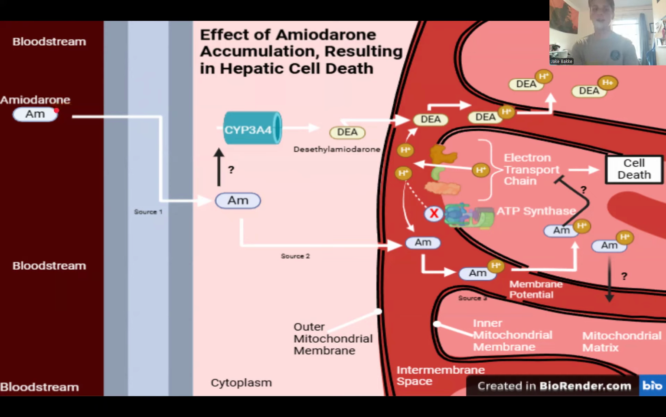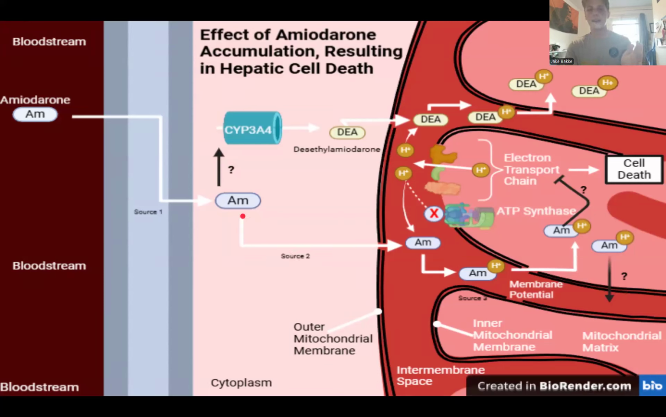It's lipophilic, so it's easily able to pass through the cell membrane. Once inside, it can be metabolized by CYP3A4, which is a digestive metabolic enzyme that can turn amiodarone into desethylamiodarone. However, this doesn't really change the structure of the molecule enough to give it different traits from amiodarone. So that's why this pathway splits. But just so you know, the DEA has the same effects as amiodarone inside the mitochondria.